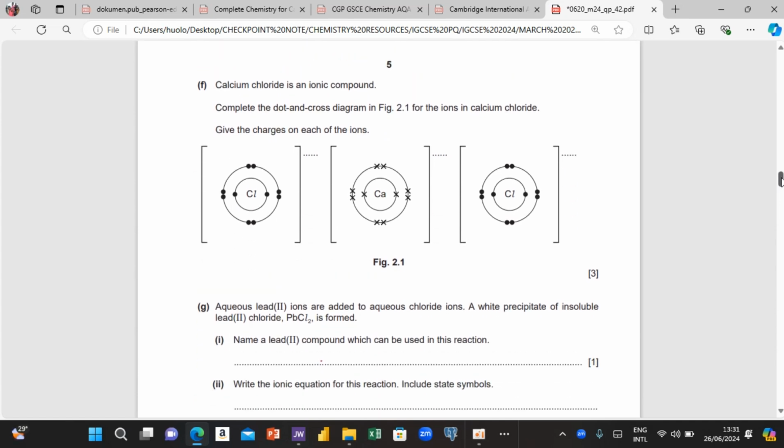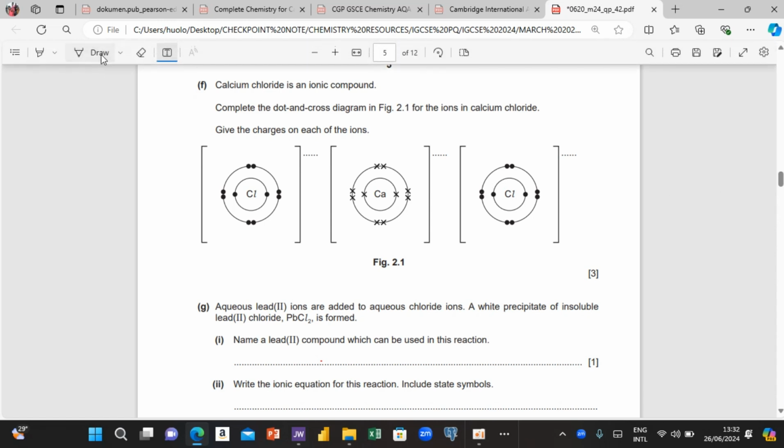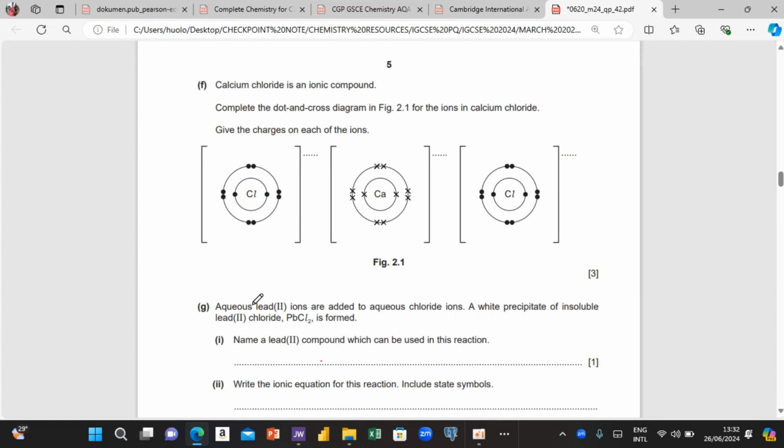Calcium chloride is an ionic compound. Complete the dot and cross diagram in figure 2.1 for the ions in calcium chloride. Give the charges on each of the ions. In this instance you need to draw a complete diagram, because they are not looking for just the last shell. In fact, the diagram has been drawn for you, so all you need to do is to complete the diagram.